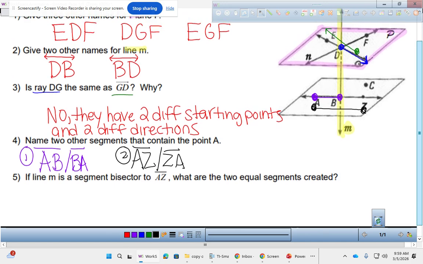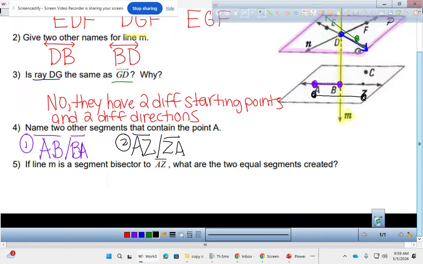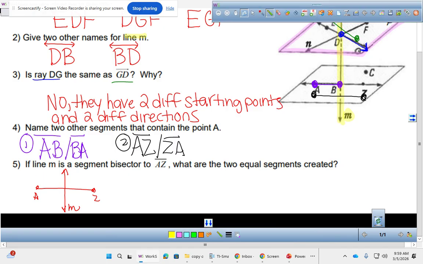Line M is a segment bisector to AZ. So let's kind of draw out what that looks like. Line M we talked about as this up and down line, and it's cutting AZ. So here's A, and here's Z. So line M is like the knife that's cutting this segment AZ into two parts. So there's the left-hand part and the right-hand part. If M is a bisector, it's saying that this side is equal to this side.